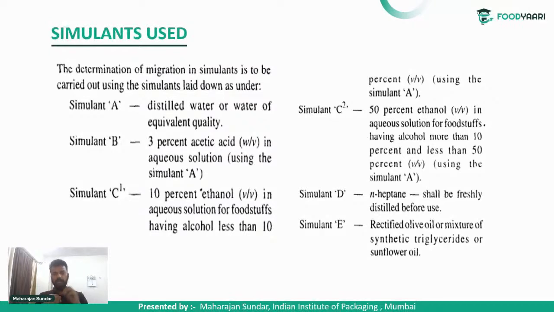We will consider only one. What we will do is take this simulant and pour it into the sample, and we will seal the sample, and we will keep it in an oven for drying, at the prescribed temperature for the prescribed time duration.